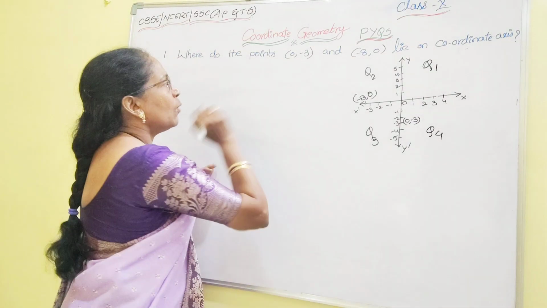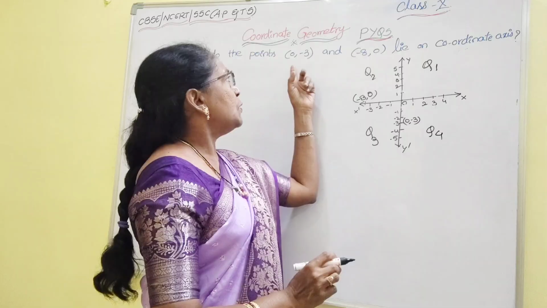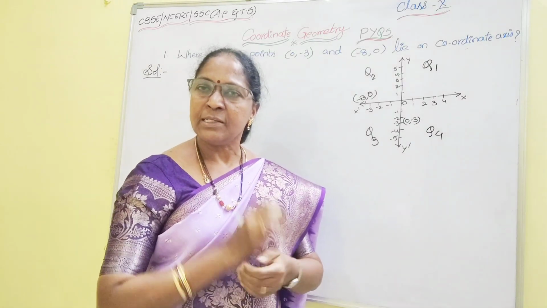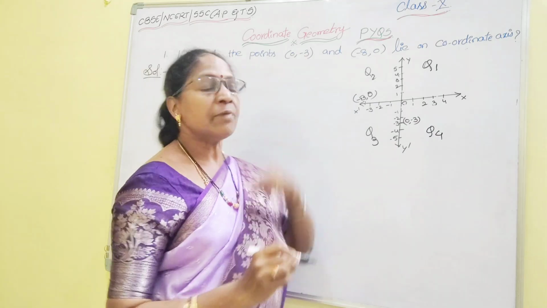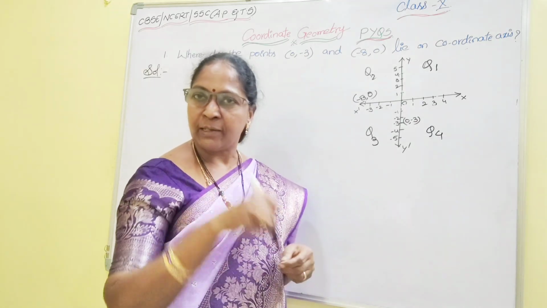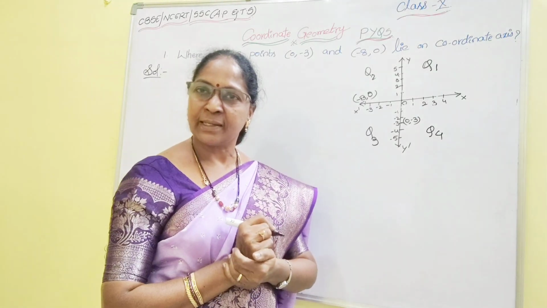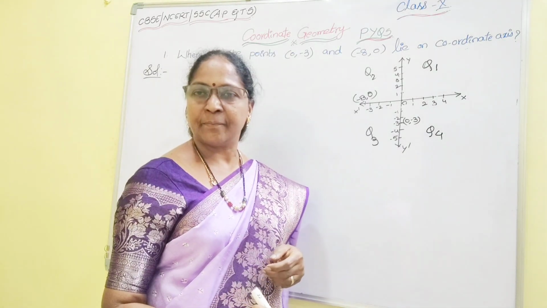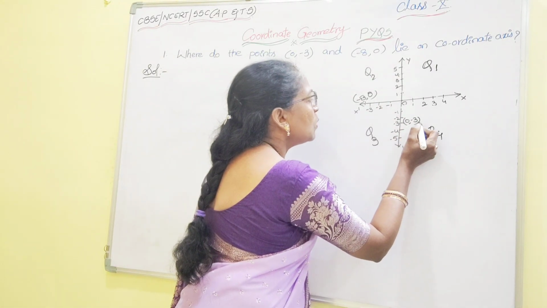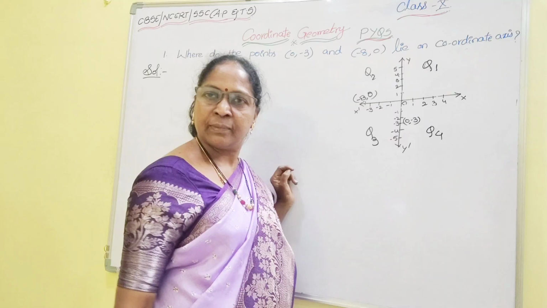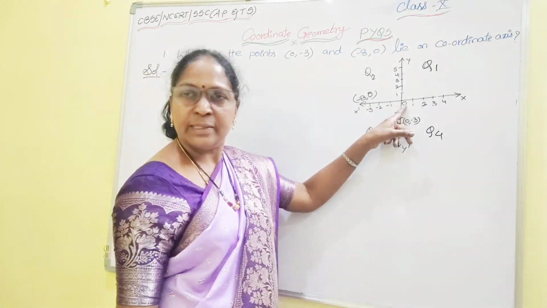Next, what points are given here? (0, -3) and (-8, 0) are given. First point is (0, -3). The first value is always the x coordinate and the second value is the y coordinate. The x value is 0. That means this point lies on which axis? On the y axis. And the y value equals how much? -3. That means (0, -3) is this point. Already the x value is 0.